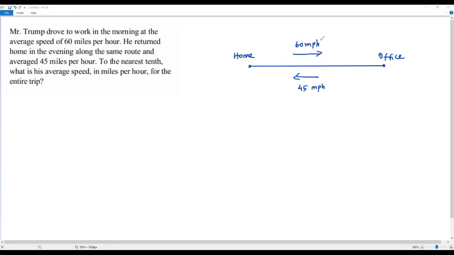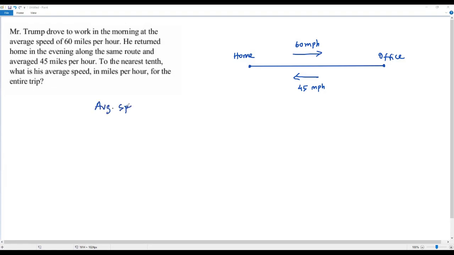When the speed is 60 miles per hour and when the speed is 45 miles per hour, the distance covered is the same. That is the distance between the home and the office. Here we have two different speeds, but at each speed, the distance covered is the same. In that case, there is a formula to get the average speed.